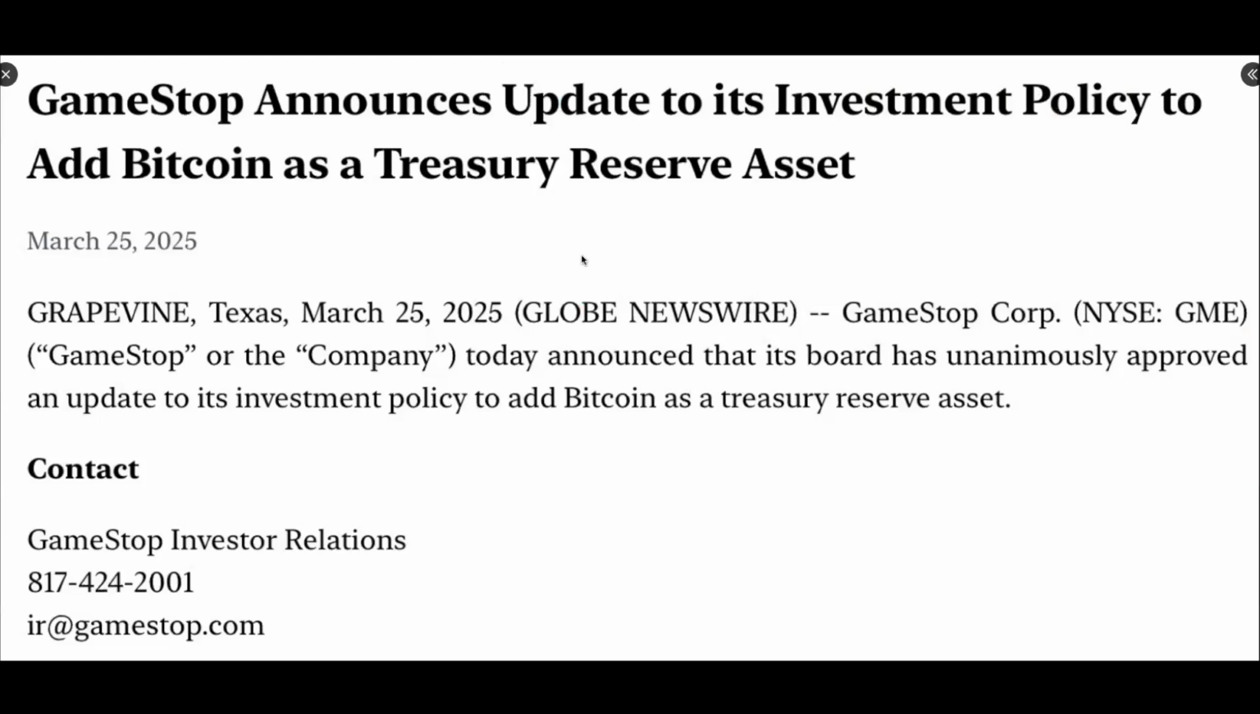Just taking a look at this, here in that GameStop announces updates to its investment policy. What they're doing is they're going to be adding Bitcoin as a treasury reserve asset. So this all got announced today, March 25th, in that the board has unanimously approved an update to its investment policy to add Bitcoin as a treasury reserve asset. So there's going to be a lot of investors, traders who are looking at GameStop now. So global game theory has really kicked in.